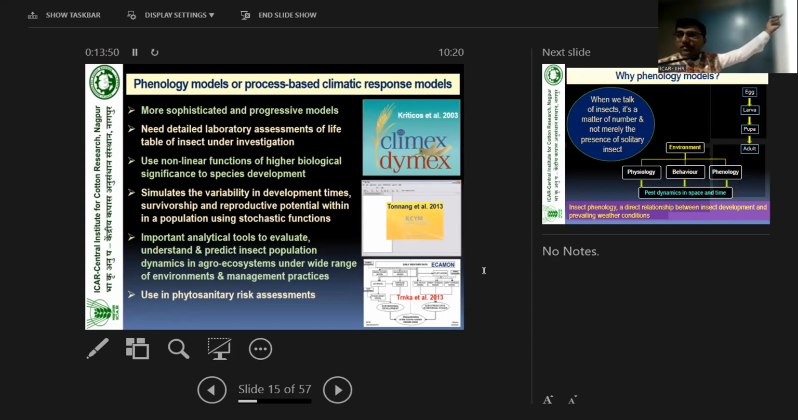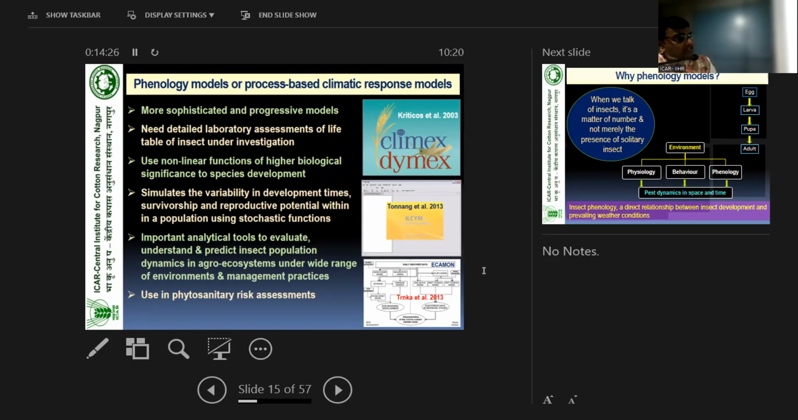CLIMEX, and DYMEX. The advanced version of CLIMEX is DYMEX, where DYMEX means the dynamics of the pest is included. That's why it is DYMEX. The next one is ILCYM, the Insect Life Cycle Modeling tool, on which we are having hands-on. The advantage is that though it is a phenology model, it is free of cost. It is open source software, freely available and most widely used. That's because many institutes or many poor countries don't have access to paid software. That's why ILCYM as of now is most widely used. It was developed by the International Potato Center at Lima, Peru.